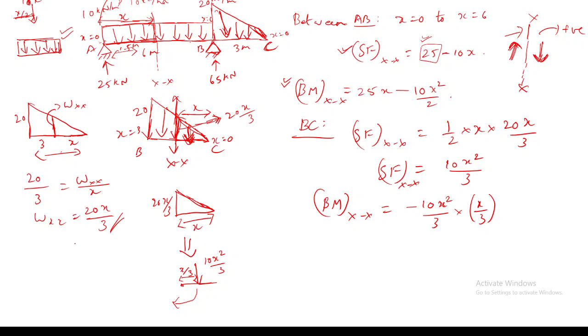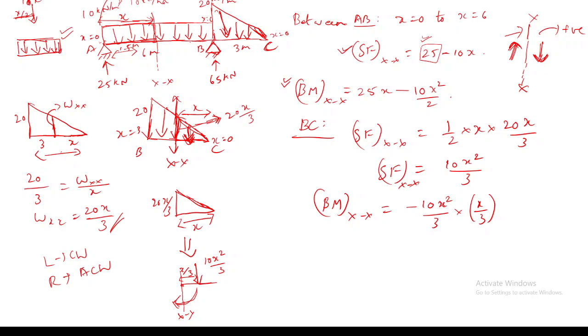What we have followed is that left clockwise and right anti-clockwise are positive. Here 10x squared by 3 is causing a moment in the clockwise direction with respect to this cross section XX. So only we are putting a negative sign. Clear?